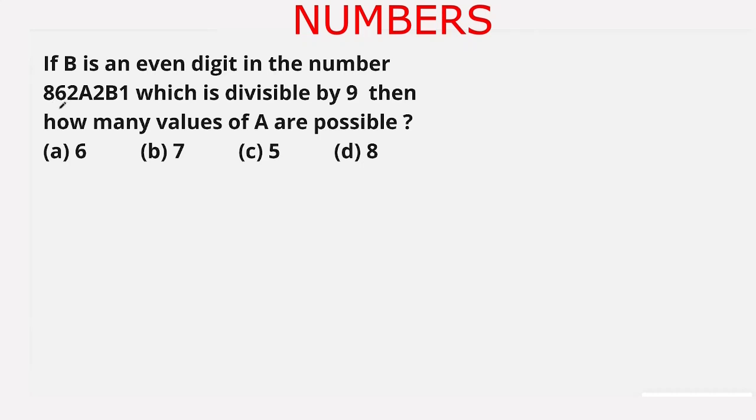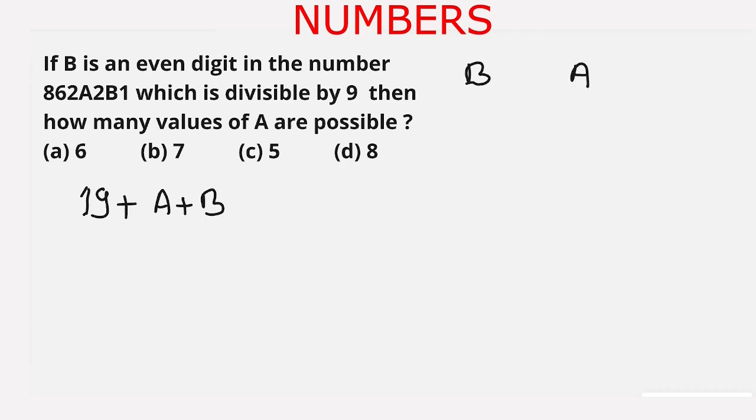The sum is 8 plus 6 is 14, plus 2 is 16, plus 2 is 18, plus 1 is 19, plus A plus B. 19 plus A plus B. It means that A plus B should be equal to 8, so that 19 plus 8 becomes 27. So we put the values of B, then we will find the corresponding value of A.